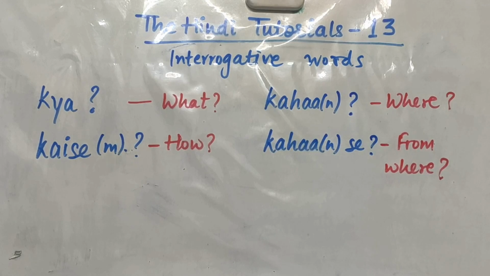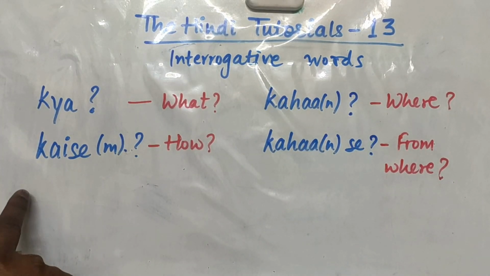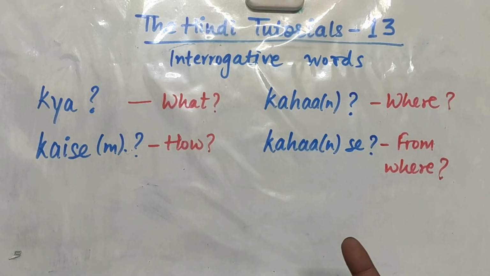These four words are interrogative words. Kya means what? Kaise means how. Kahan means where. And kahan se means from where. You remember kya was used in the sentence Aapka naam kya hai? What is your name? Kaise was used in the sentence आप कैसे हैं? How are you? And कहाँ से was used in the sentence आप कहाँ से हैं? Where are you from? ठीक है, तो क्या, कैसे, कहाँ, कहाँ से. ठीक है.